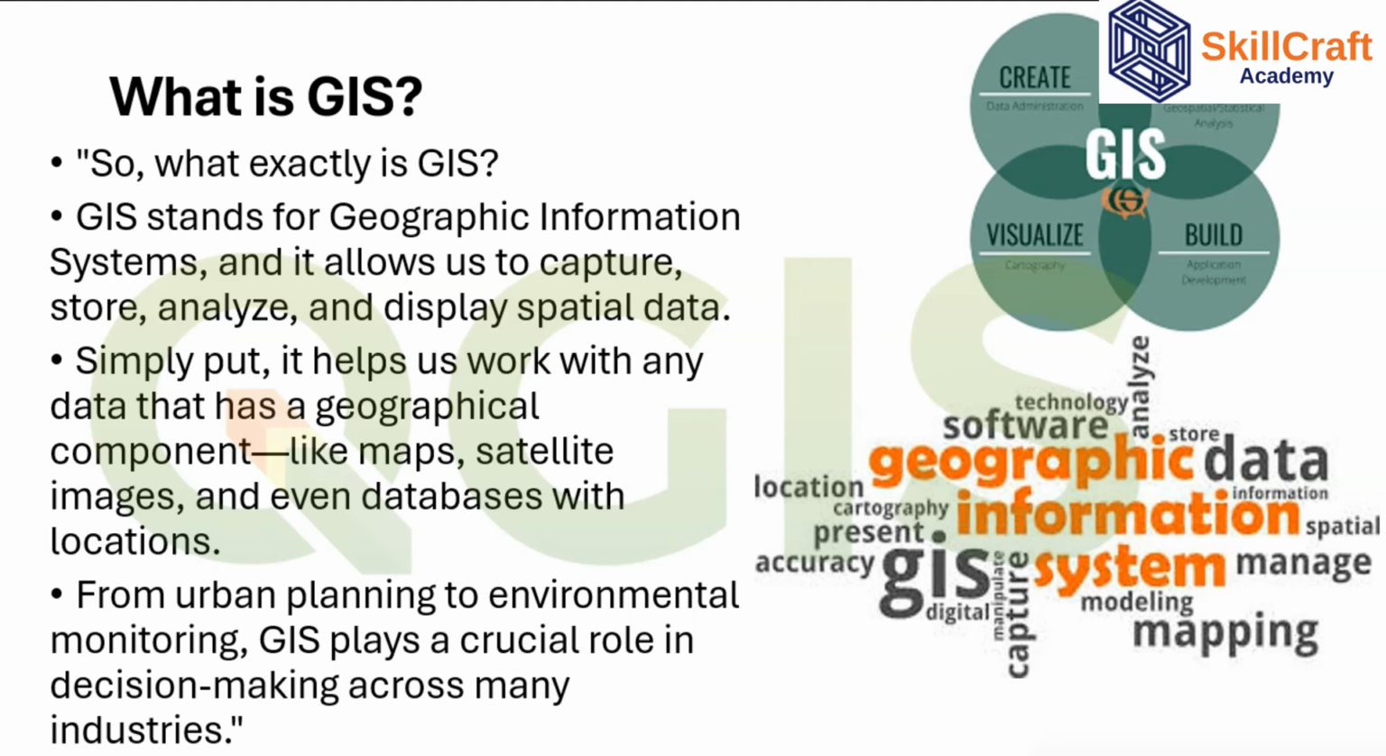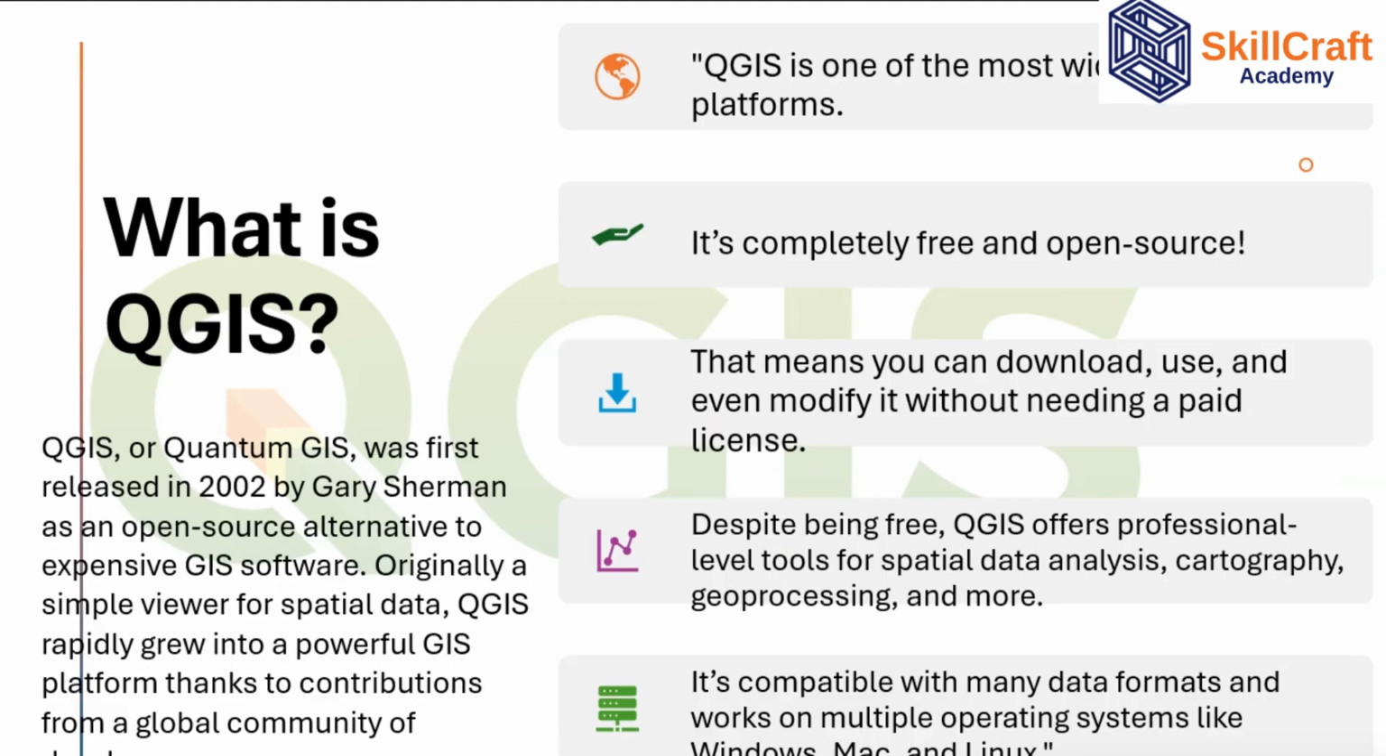So it helps us to work with any data that has geographic components. That is any data that has a locational component, like maps, like satellite images, and even databases. We can use GIS there. And its application ranges from physical planning to construction to boundary demarcation to mapping and all that. So the application of GIS is endless. You just have to look at your field and see how you can incorporate locational data there, and GIS will work with you.